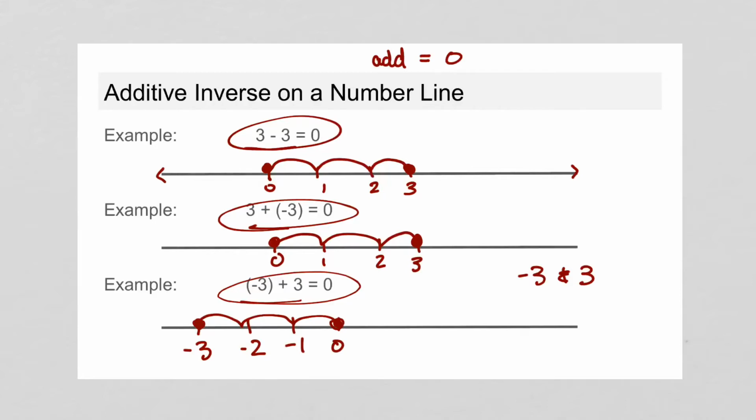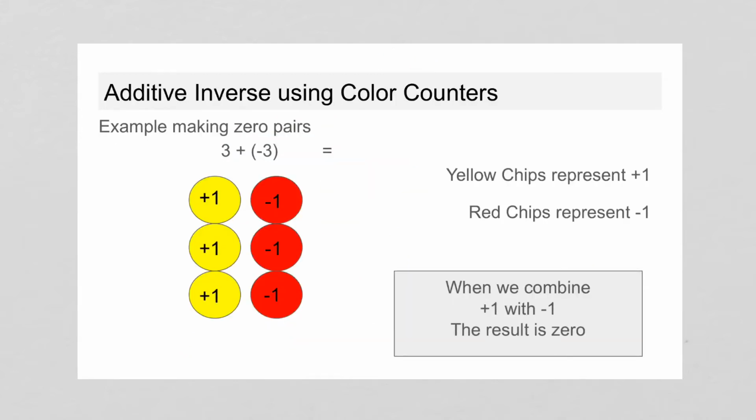So the big thing is that additive inverse means when you combine them, when you add them together, they make 0. So now let's look at this using color counters. Color counters or chips, however you want to call them, we're going to use these to represent the integers that we are combining. So yellow chips stand for a positive 1 and red chips stand for a negative 1.